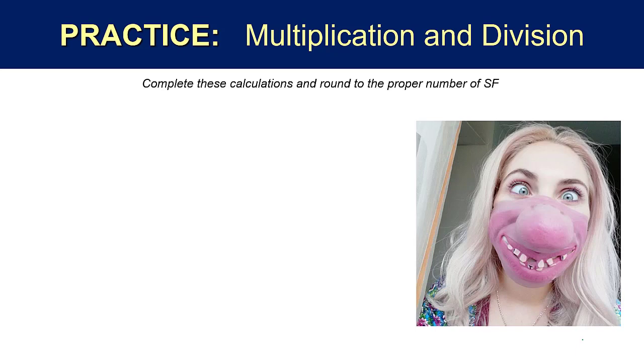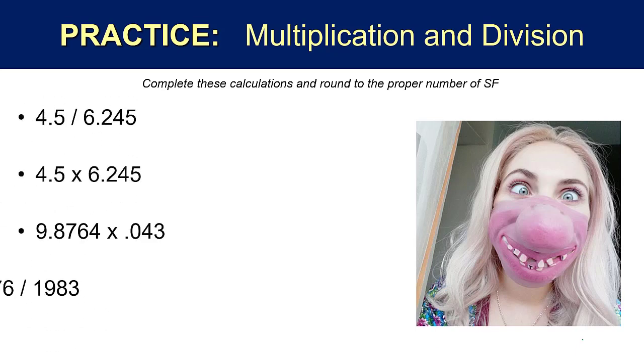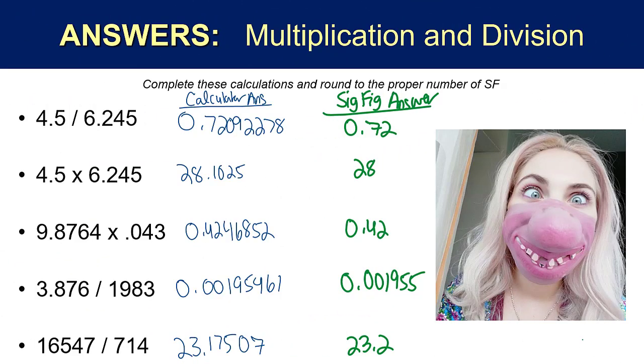So in order for you to get really good at this and apply the multiplication and division rule, please complete these calculations and round to the proper number of significant figures. The calculations are all on your companion worksheet. So pause the video now, bang those out, and then unpause the video for the answers. All right, if you did that correctly, I'm giving you here the calculator answer that is in blue and my sig figged answer that is in green. So check those out, make notes if you have any questions, and of course we could talk about it during the burning questions segment tomorrow.